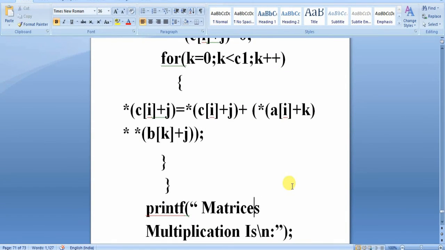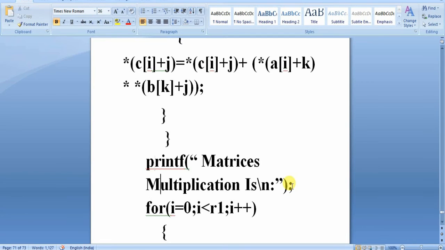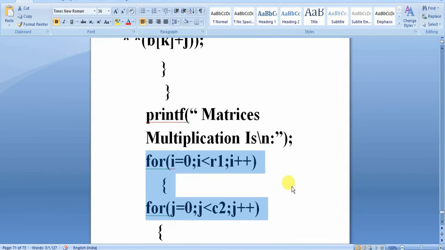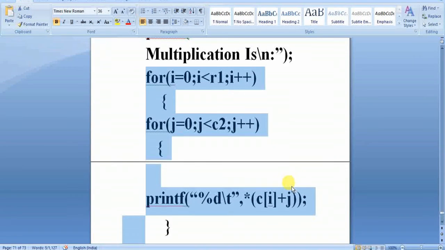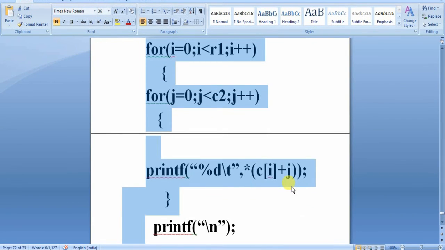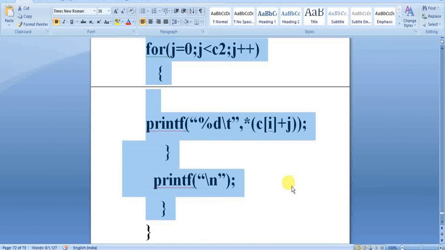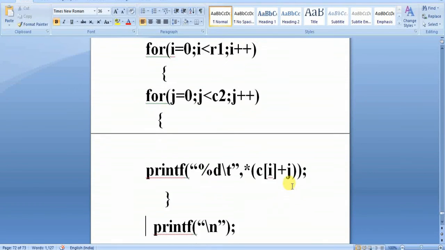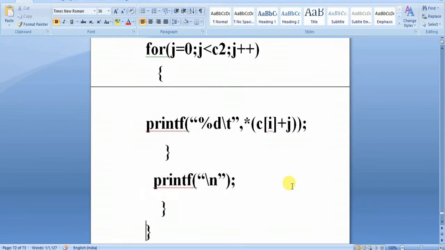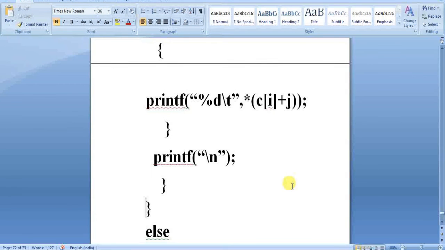Then after this, printf multiplication of two matrices. So the matrices multiplication is for i equivalent 0, i less than R1, i plus plus, j equivalent 0, j less than C2, j plus plus, printf percentage d slash d, pointer C of i plus j here. Then it is going to pass into a new line, and then close this j loop here and close this if condition.